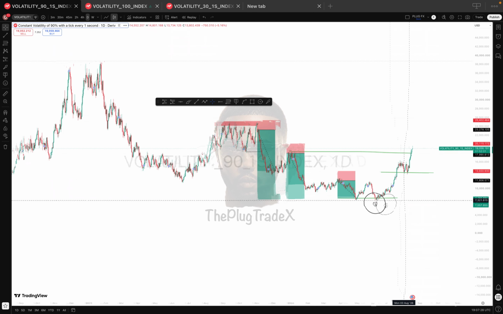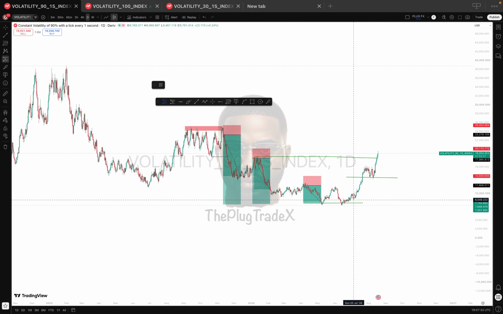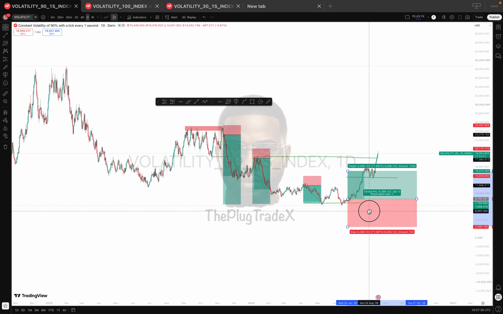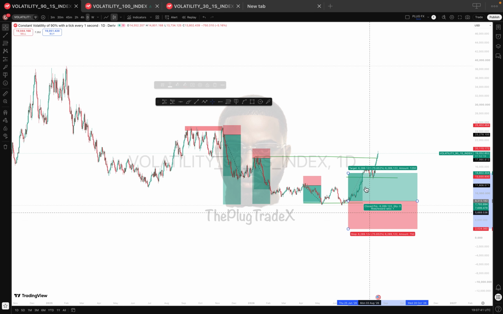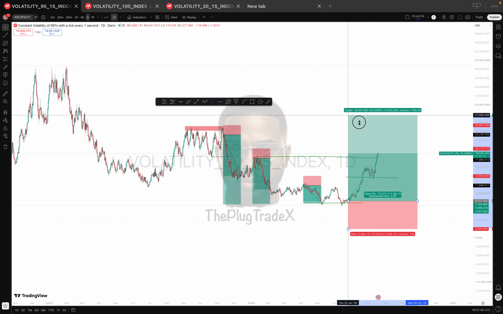Now take a look at this too. Let's say you are in this week, because this move started since June. So let's say since June you decided to take a buy position back to your demand zone.